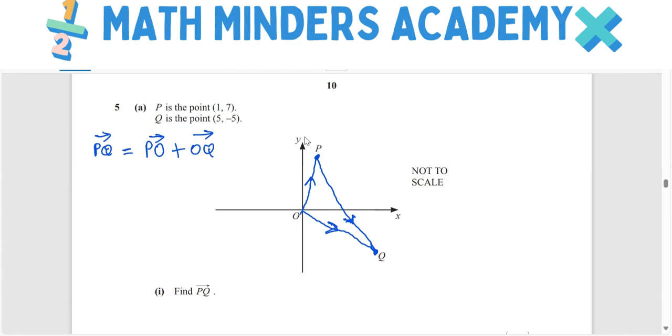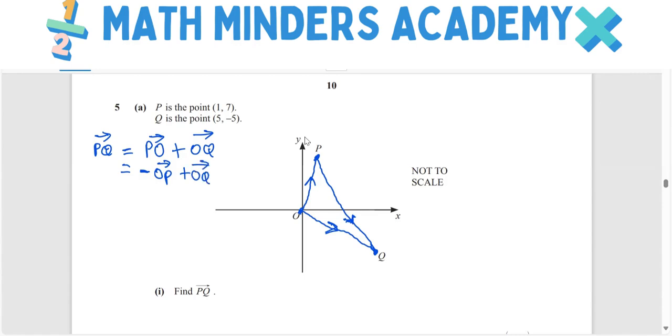But you will notice that going from P to O is going against the direction of the arrow that is pointing O to P. So that is negative here. I'm going against that arrow. So this is minus OP, so that I can get a position vector, then plus OQ.